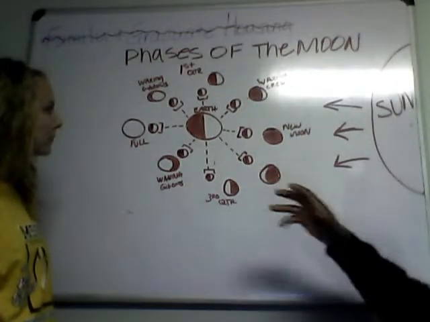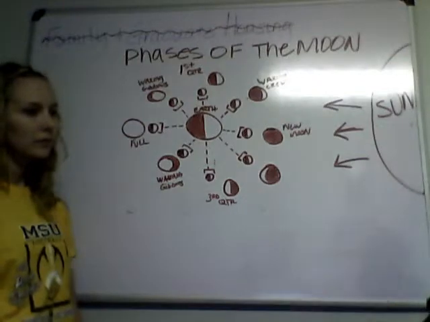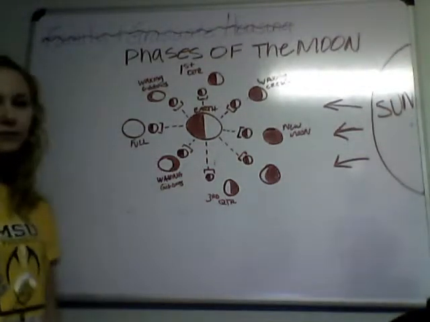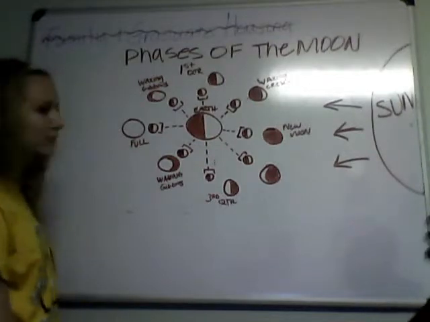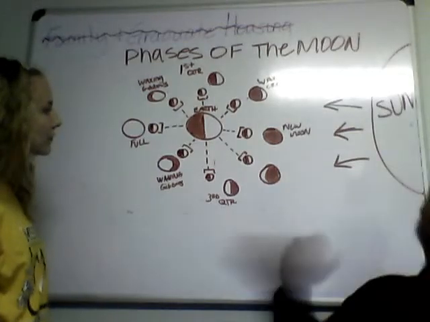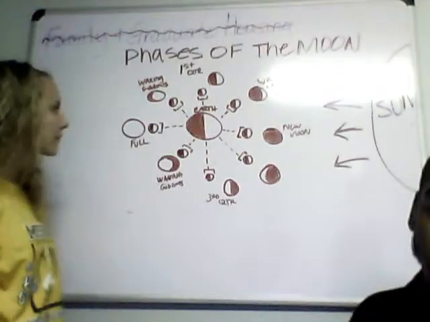And of course, we can't see the dark side of the moon because of the revolutions and axis, as you'll hear me repeat over and over. But the light is continually decreasing or increasing from the waxing gibbous. Therefore, the next phase we'll see is the full moon.